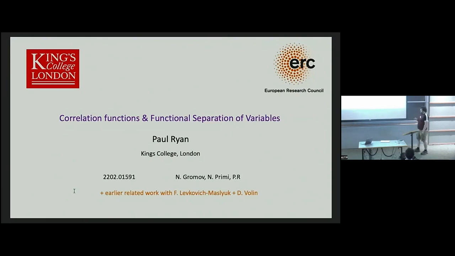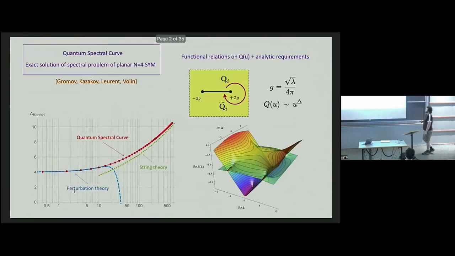Okay, so to get into the motivation of what I'm talking about, ultimately what we're trying to do here is solve certain four-dimensional quantum field theories. And we've seen the words quantum spectral curve very briefly mentioned or alluded to in a couple of the previous talks so far. So if you're unfamiliar with this, let me just give you a brief overview.